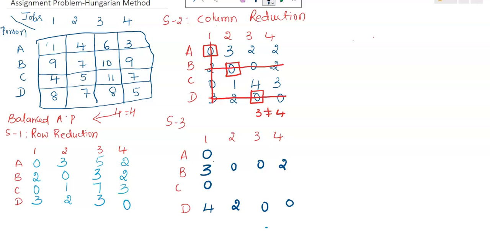And next, for the ones which do not pass through the line, you have to subtract the minimum value from those values. So we get 3 minus 1 is 2, 2 minus 1 is 1, 2 minus 1 is 1, and here 1 minus 1 is 0, 4 minus 1 is 3, 3 minus 1 is 2.